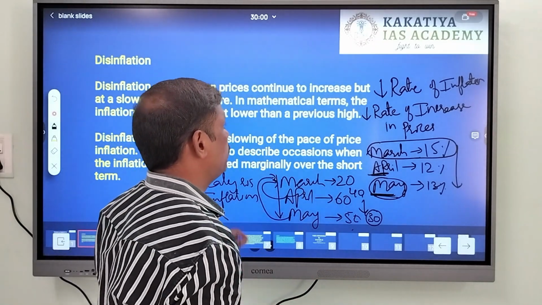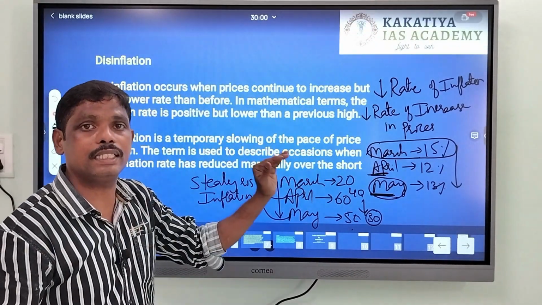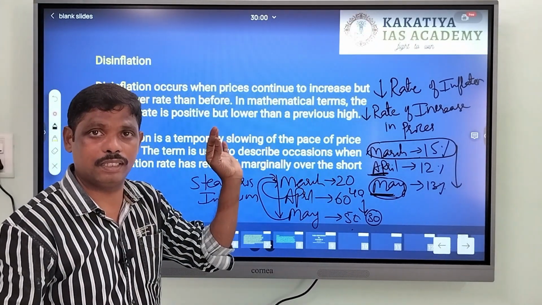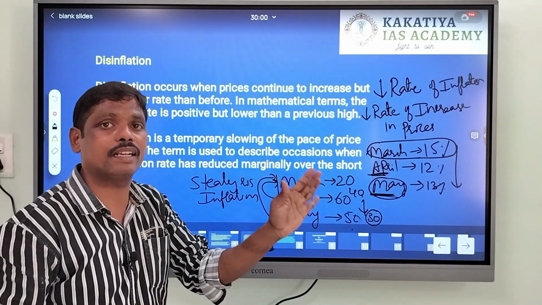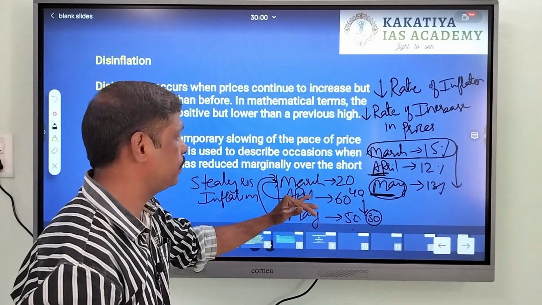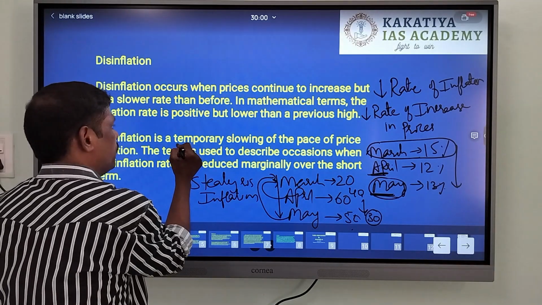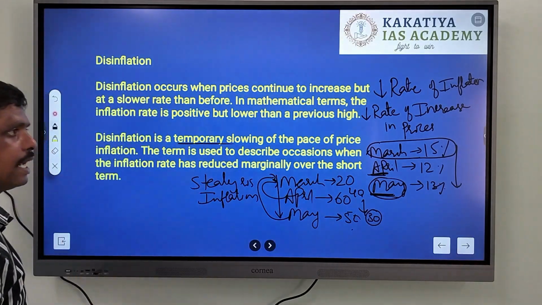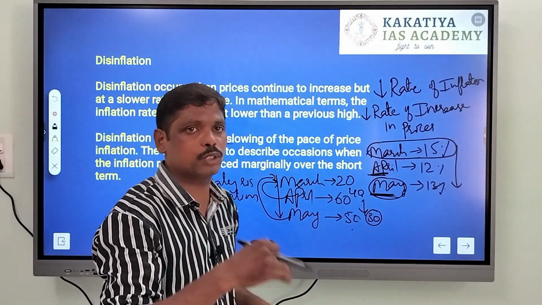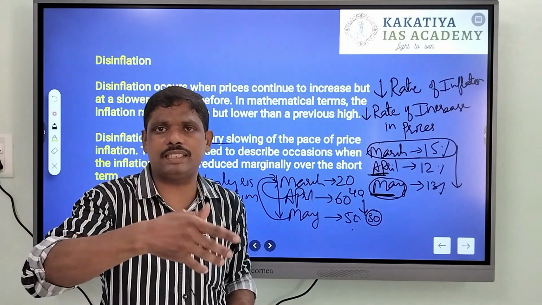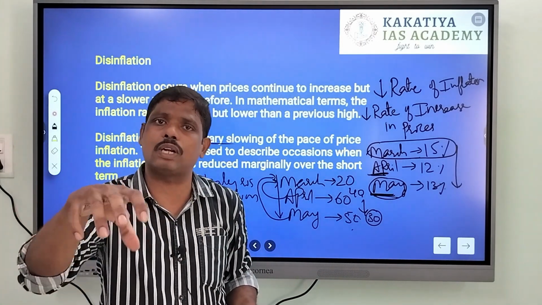So disinflation denotes a situation of decrease in the rate of increase in prices, or a fall in the rate of increase in prices when compared to the reference period. It is normally a temporary phenomenon. It is simply treated as a temporary slowdown in the prices. Because when there is an increase in prices, enough steps are taken by the government of India to control the price rise.